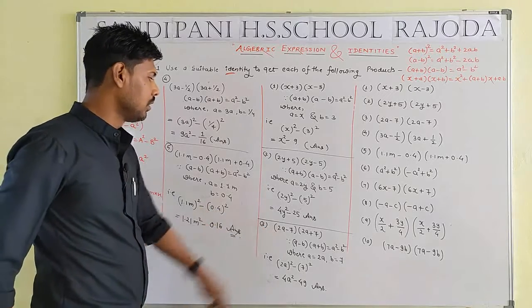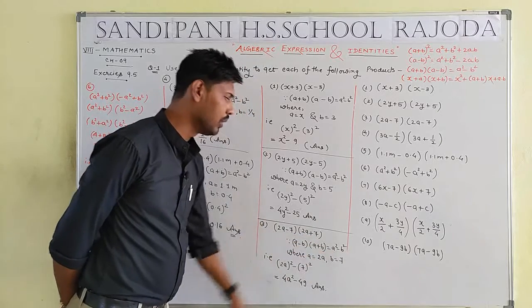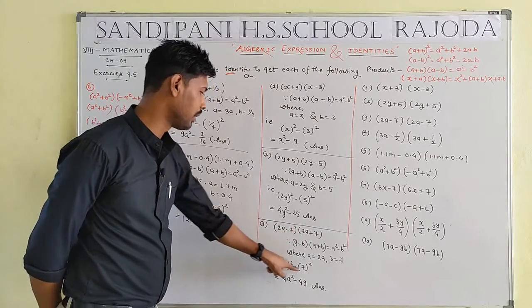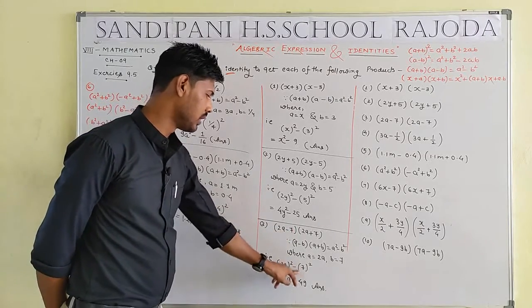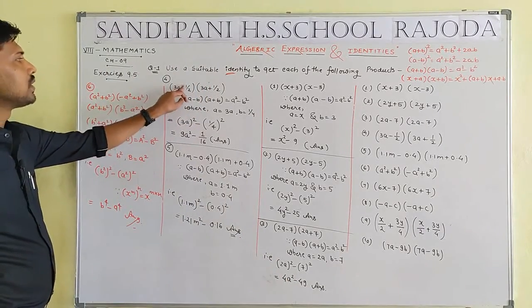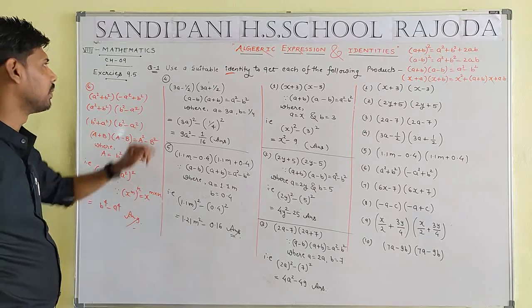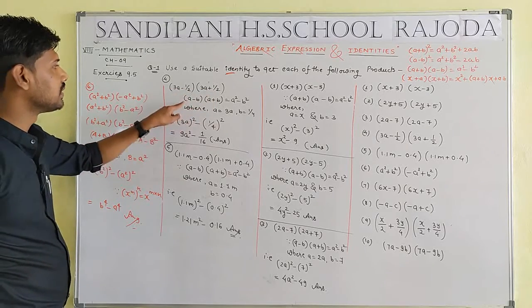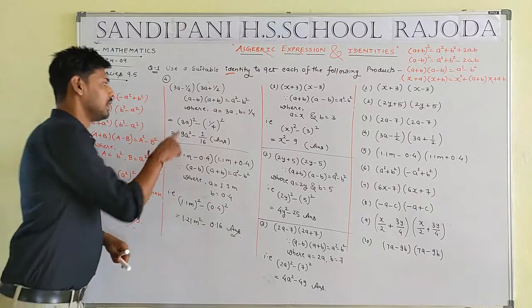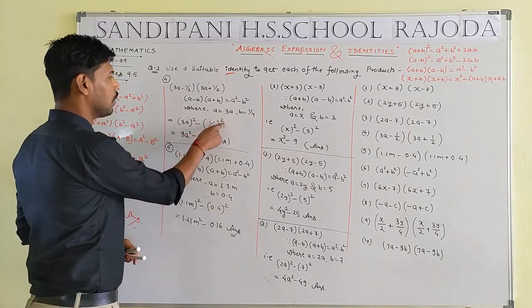Now we take the third question, 2a minus 7, 2a plus 7. Here a minus b, a plus b, also a square minus b square. A will be equal to this and b will be equal to this, such that a square minus b square. 2 twos are 4, 7 sevens are 49. Next question, student, question number 4: 3a minus 1 by 2, 3a plus 1 by 2. A minus b, a plus b, such that a square minus b square, that means 3a whole square minus 1 by 4 whole square. 3 threes are 9, 4 fours are 16.